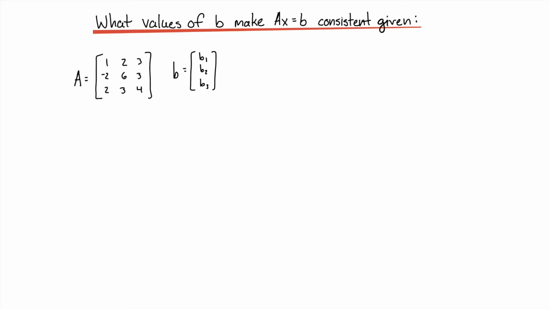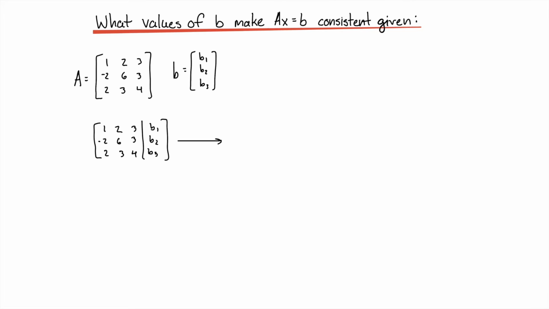In this video, we're going to determine what values of b make the matrix equation Ax equals b consistent, given specific information. So A and b are given below. So let's write it in augmented matrix form. Next, we're going to row reduce.